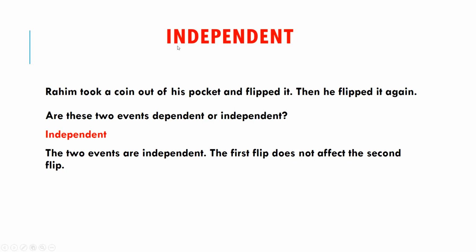Another example of an independent event. Suppose Rahim took a coin out of his pocket and flipped it. Then he flipped it again. Are these two events dependent or independent? The answer is independent. And why? What is the logic behind it? Because the first flip does not affect the second flip.